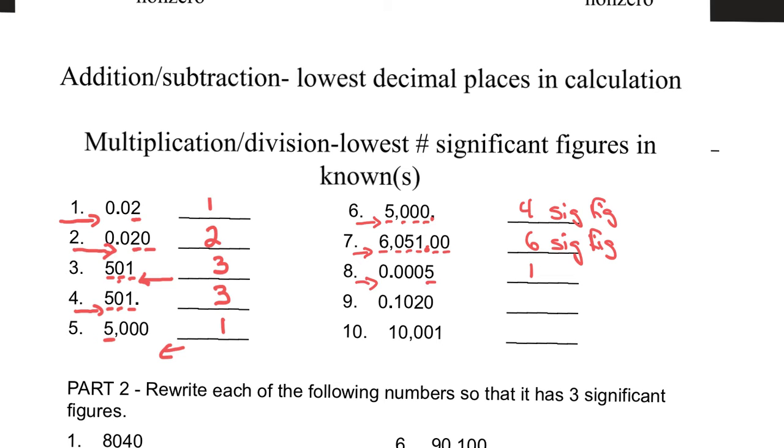Number 9, decimal is present. Start from the left. 1 is my first non-zero number. Count until I run out. This has 4. Number 10, there is no decimal present, so I'm going to start from the Atlantic. The decimal is absent. 1 is my first non-zero number. Count till I run out.